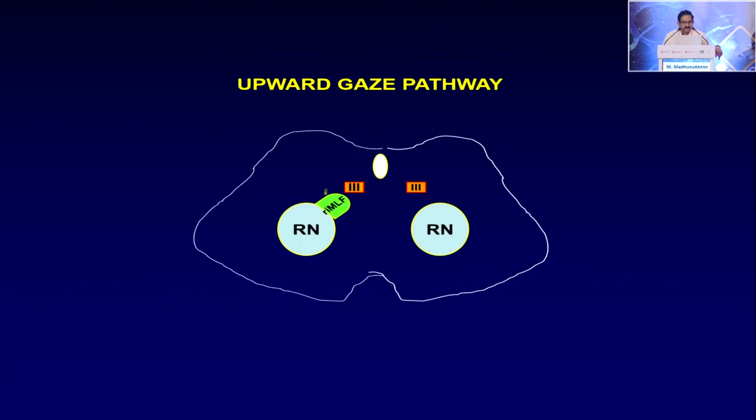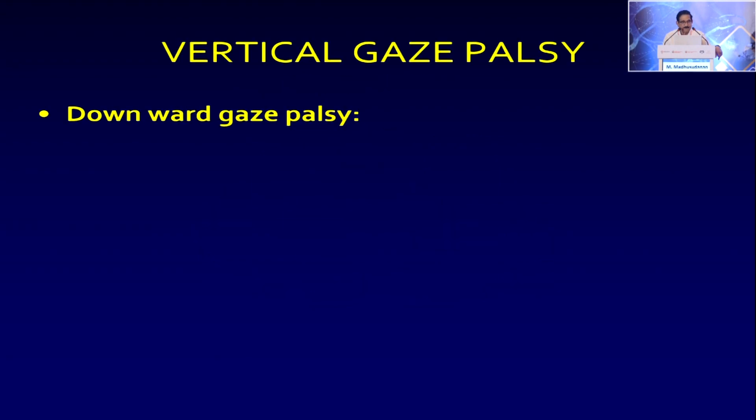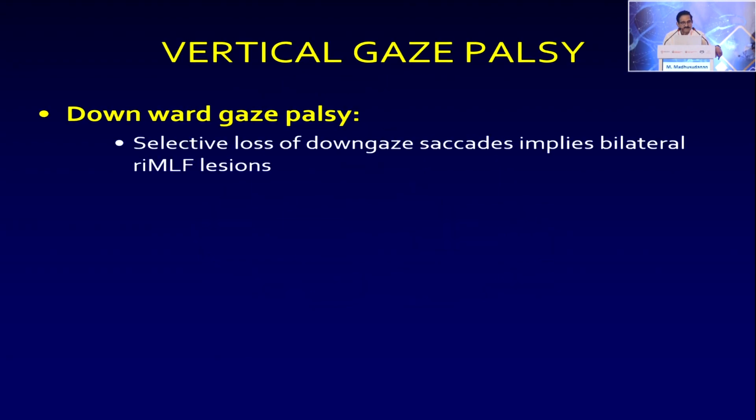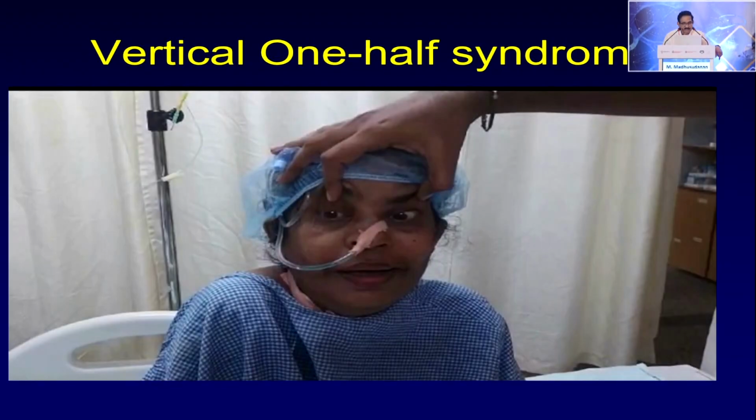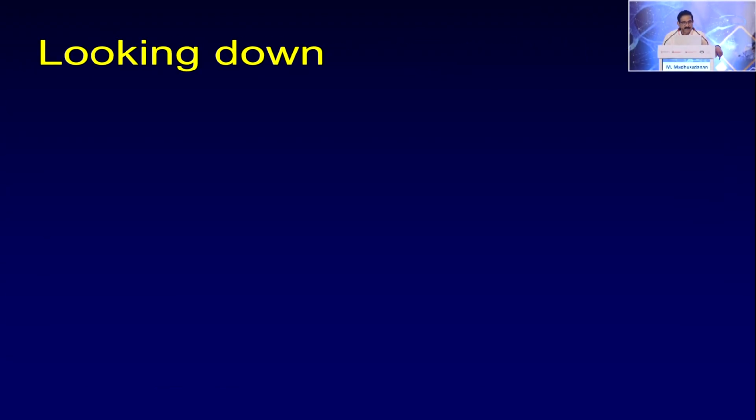Now, this is the lesion site for upward gaze palsy, which I already told you. Now, downward gaze palsy, as I told you before, the control is ipsilateral only. To produce a downward gaze palsy, the lesion has to be bilateral. So selective loss of downward gaze implies bilateral RIMLF lesions. I think we'll skip the video. I'll show the findings here.